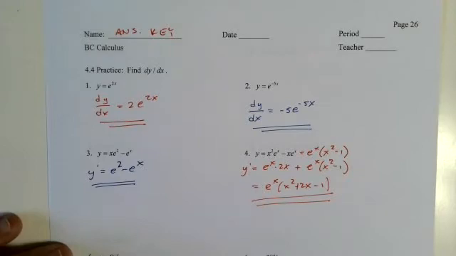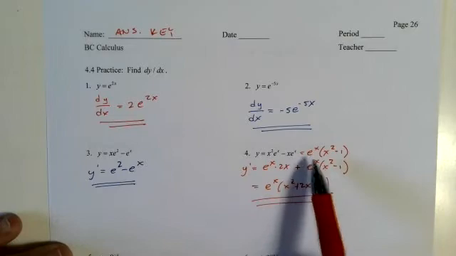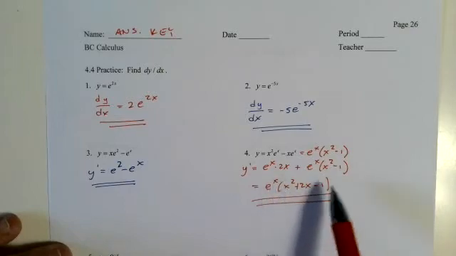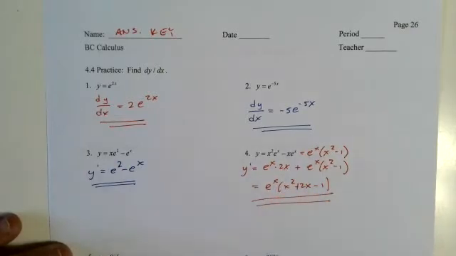Sensing a mistake. Leave it, 2x, e to the x, x squared plus 2x minus 1. I have made a mistake and I cannot find where. I'll pause this, figure it out.